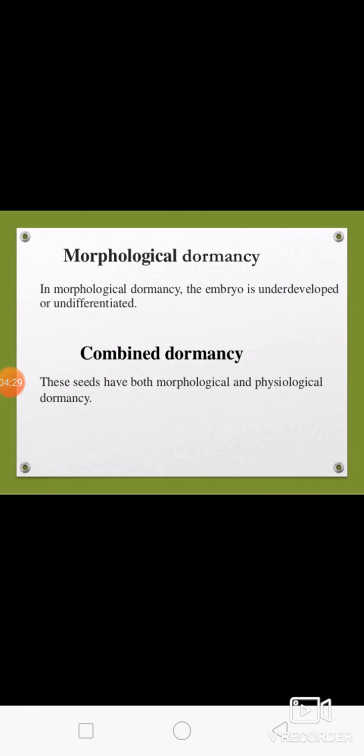Morphological dormancy. In morphological dormancy, the embryo is underdeveloped and undifferentiated. Combined dormancy is when seeds have both morphological and physiological dormancy.